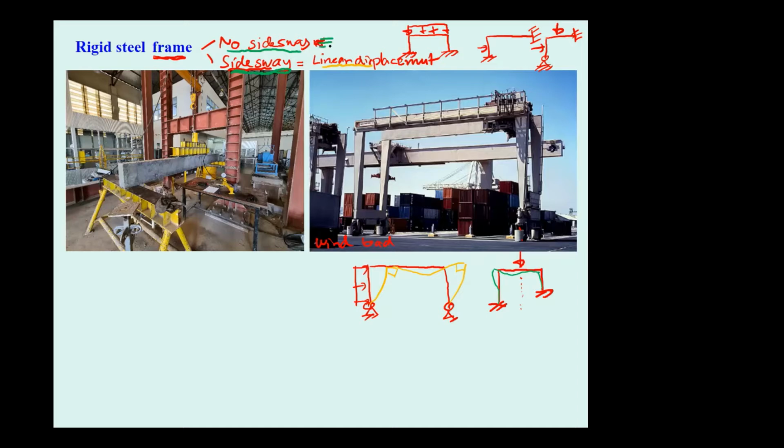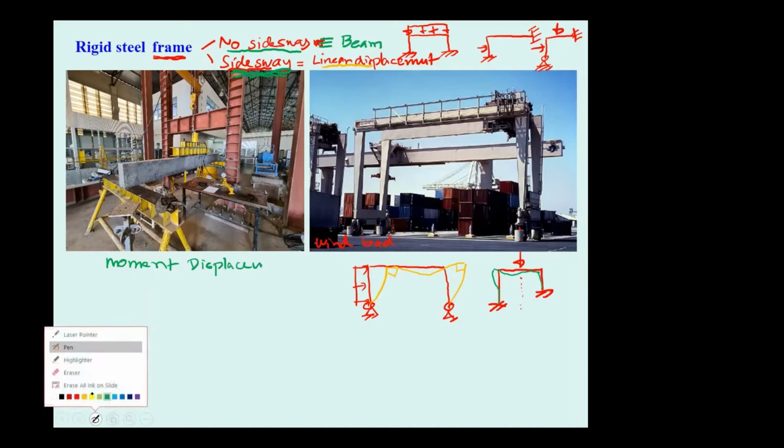We have mentioned the frame with no side sway. We can analyze it similar to the beam. But for the frame with side sway, the method of moment distribution must be modified to take care of the lateral or linear displacement. How should we modify it?